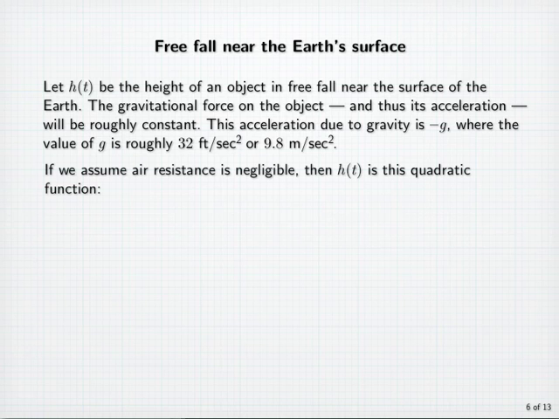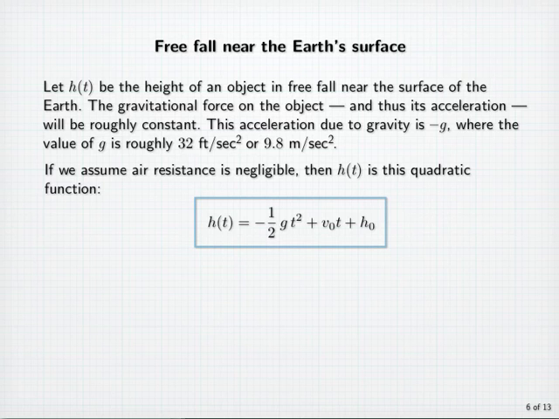If we assume air resistance is negligible, or if the fall is occurring in a vacuum, then h of t is the following quadratic function. h of t equals minus 1/2 g times t squared plus v naught t plus h naught. Now, let's notice that h naught has a particular meaning here. It is exactly the value of h at t equal to 0, or in other words, the initial height of the object. So now let's look at the velocity and the acceleration.